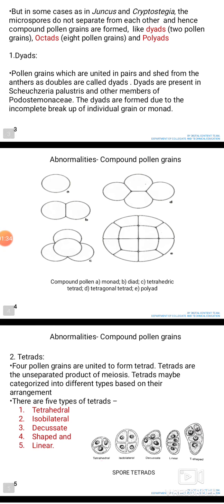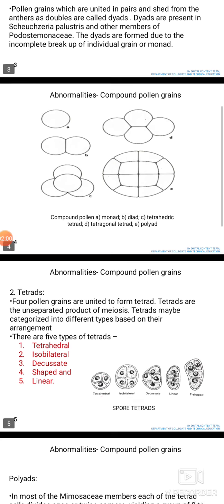Tetrads. 4 pollen grains are united to form tetrads. Tetrads are the unseparated products of meiosis. Tetrads may be categorized into different types based on their arrangement, and it is of 5 types, namely tetrahedral, isobilateral, decussate, T-shaped, and linear.